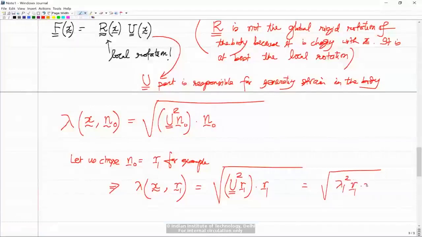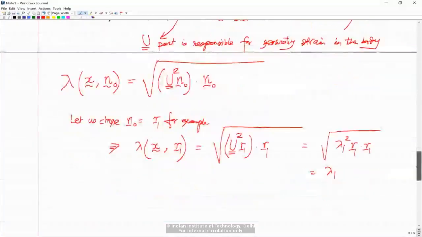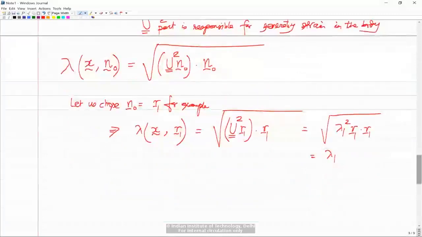And then you further dot it with R1. But R1 dot R1 is 1. So it is square root of lambda 1 square, which is simply lambda 1. So do you see what is the physical significance of the eigenvalues? Eigenvalue lambda 1, for example, also corresponds to stretching of the line element, which is directed along the eigenvector.